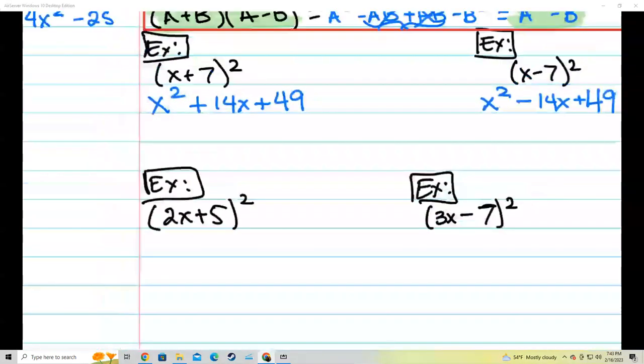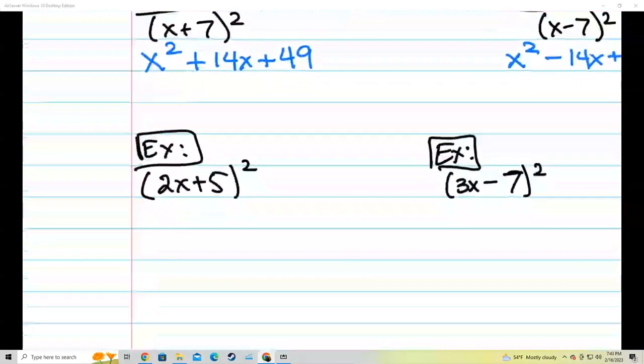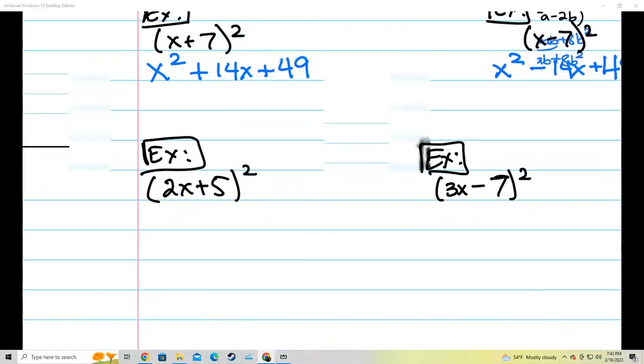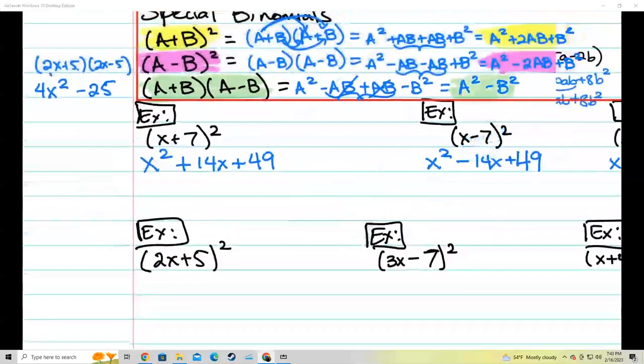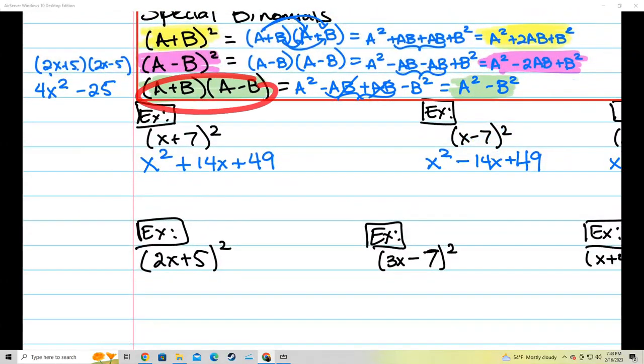Okay, so let's try it on this one. Let's go ahead and try it on this one where it says 2x plus 5. This is not going to be this one, right? Because this only has a plus. So it's actually going to be this one. I'm going to go a little bit faster this time. This is going to be my first part times my first part. So that's going to be a 2x times a 2x, which is 4x squared. At the end, it's going to go 5 times 5, which is 25.